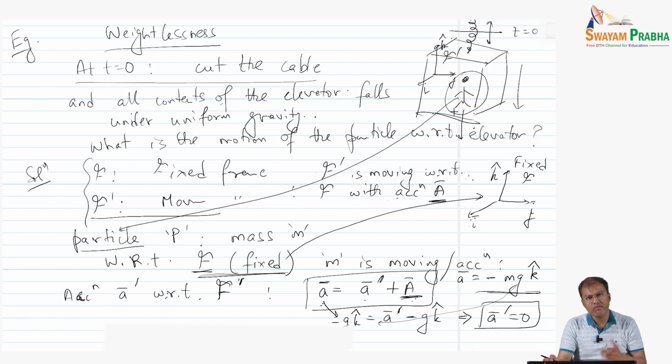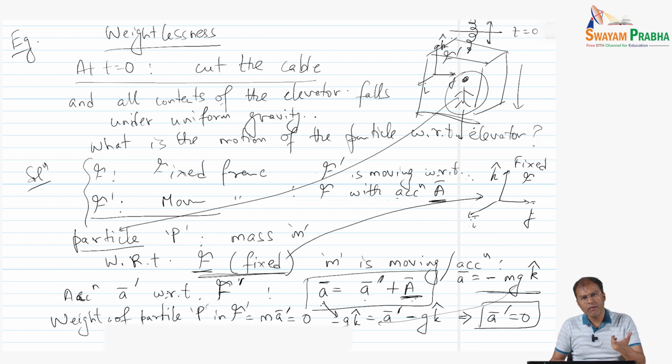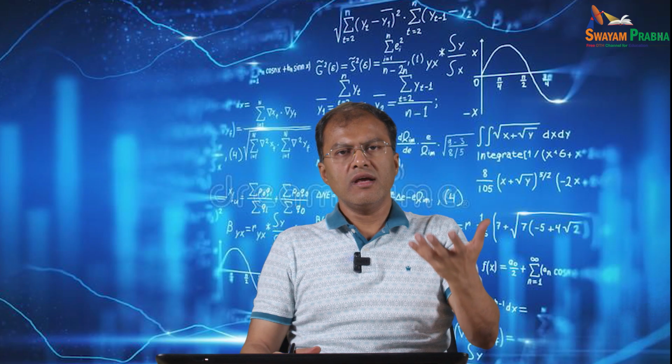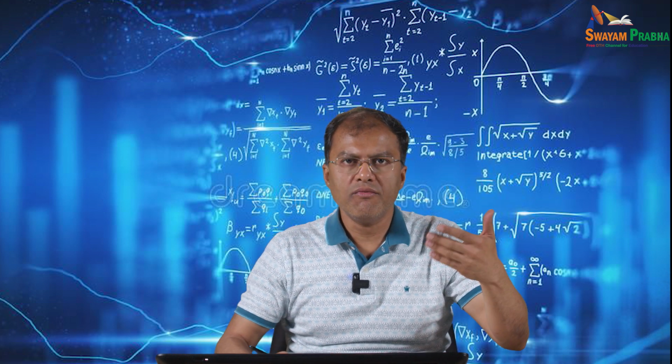or the acceleration of this particle in this moving frame is 0, which means that the weight of the particle P in F prime, which is m times a prime, is going to be 0. So in the moving frame the particle has no weight, and that is what I meant by weightlessness. When the frame itself is accelerating with the acceleration due to gravity, the particles are literally going to start to fly, or they are not going to experience any weight at all.